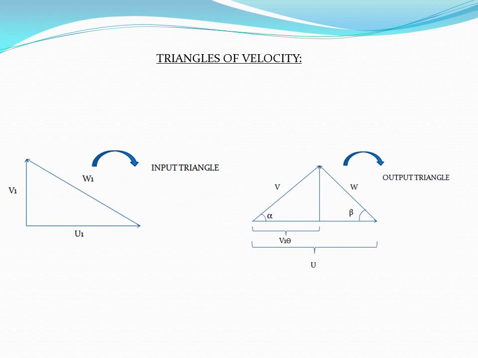Now that the relative velocity concept is clear, we are able to introduce triangles of velocity. So there is a simple example. The angle between the absolute velocity and the velocity of the rotor is called alpha, and the angle between the rotor's velocity and the relative velocity is beta.